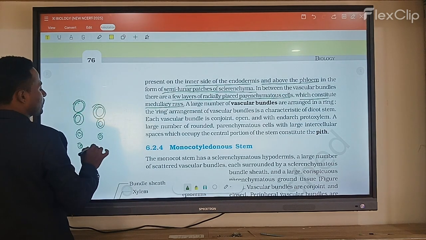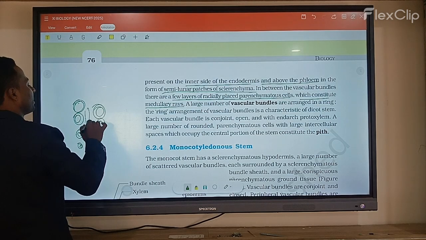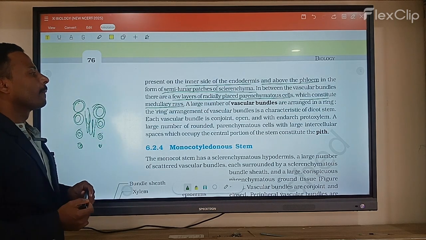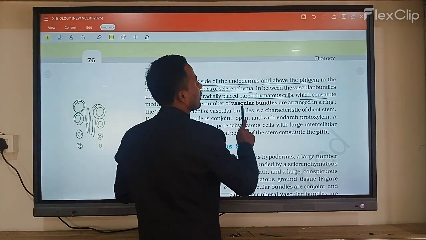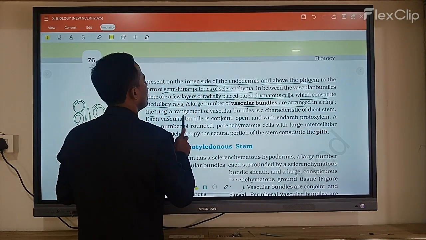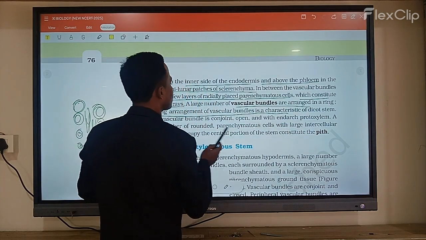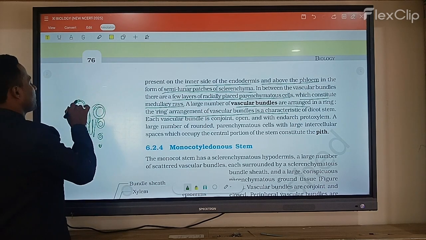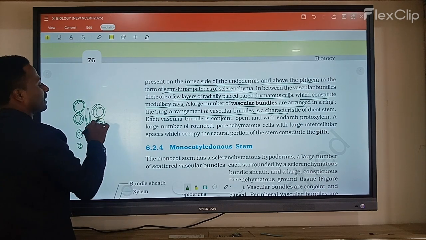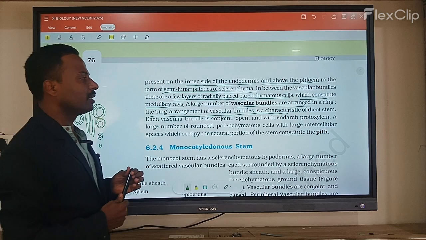Vascular bundles are present here, forming medullary rays. A large number of vascular bundles arranged in a ring is a characteristic of the dicot stem. So the ring-shaped vascular bundles present here are the characteristic feature of any dicotyledon stem.